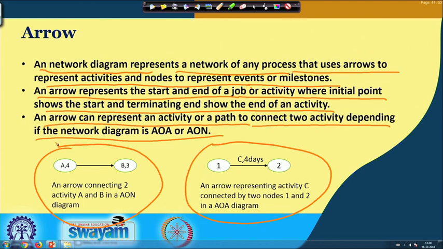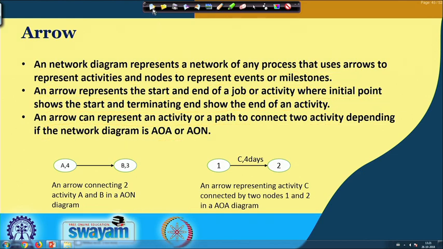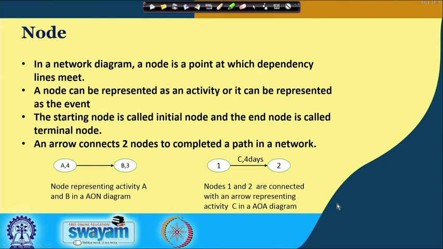Both have some positive and negative features. We will discuss those things when we discuss in detail how the networks are analyzed in the arrow diagram and activity on node diagram. So, these are the nodes already described to you at the point where the arrows are meeting, and in the AON diagram the jobs are assigned on the node, not on the arrow.